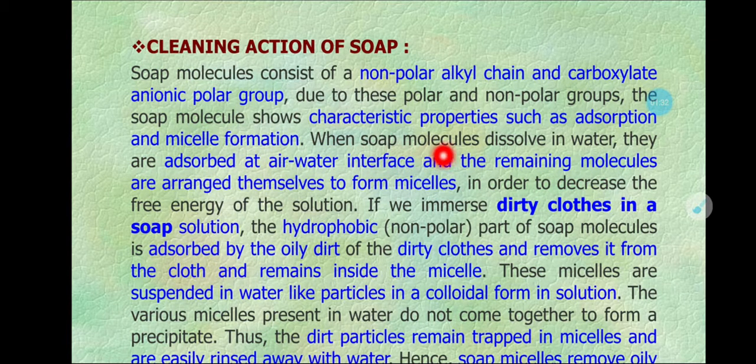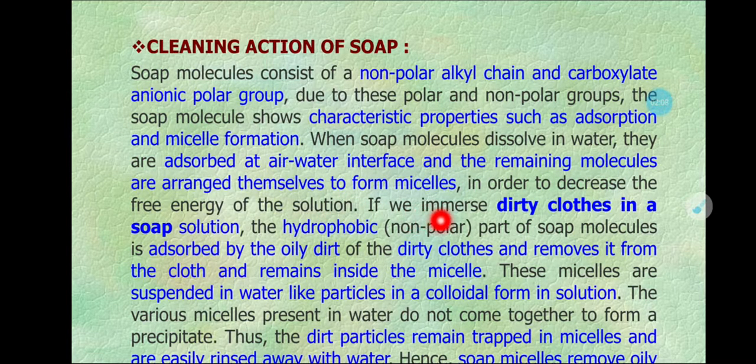When a soap molecule dissolves in water, first they adsorb at the interface. So which interface? That is the air-water interface, and the remaining molecules arrange themselves to form an aggregate, and this aggregate we call a micelle, in order to decrease the free energy of the solution or the surface tension of this liquid.